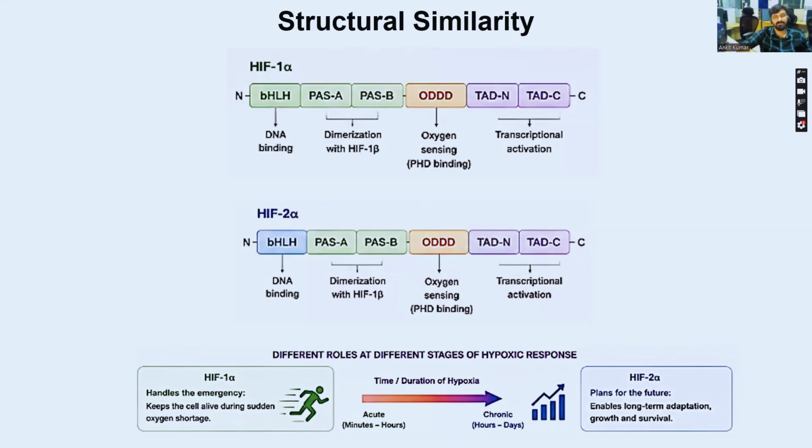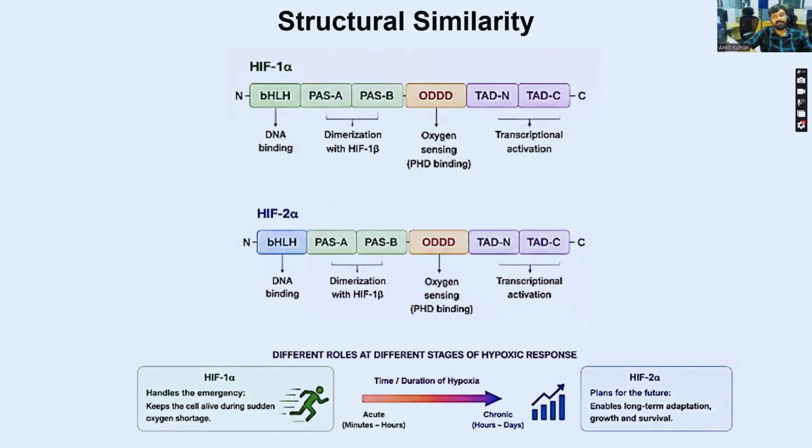And obviously cells have a good feedback mechanism. So all of these things would be there inside the cells so that it can regulate the survival pathway, or it can activate the survival pathway. And if it is sustained for a very long period of time, if, let's say, cells feel oxygen shortage for a very long period of time, then plan B comes, that is HIF-2 alpha, that enables long-term adaptation, growth, and survival.